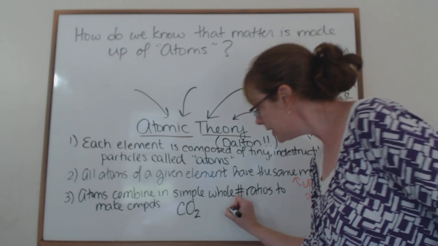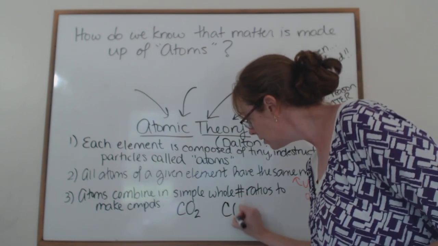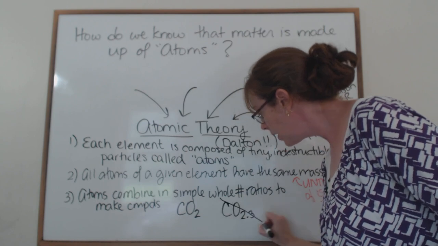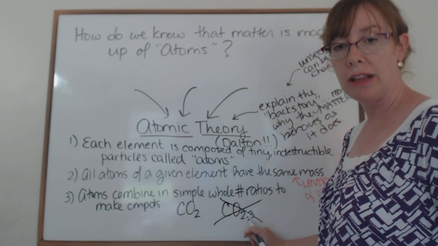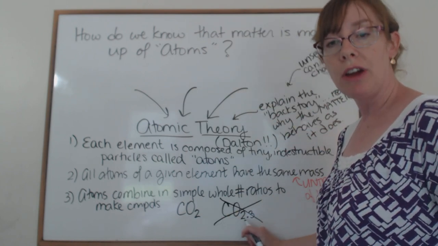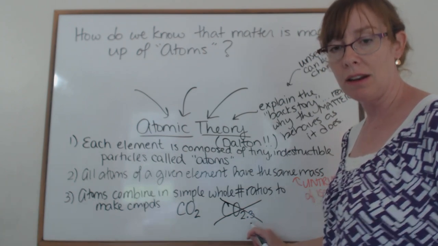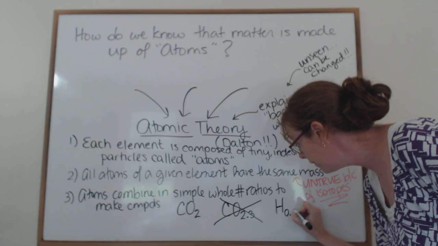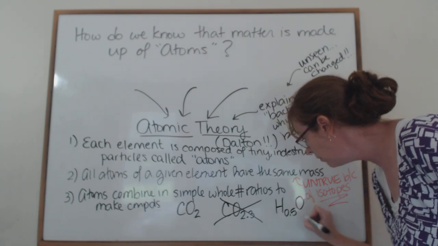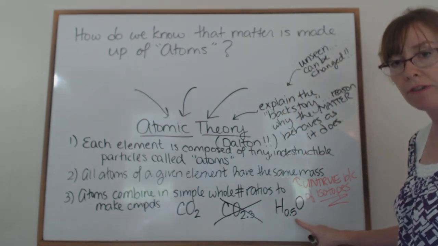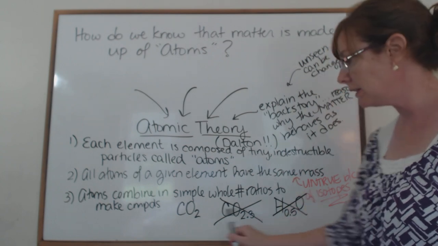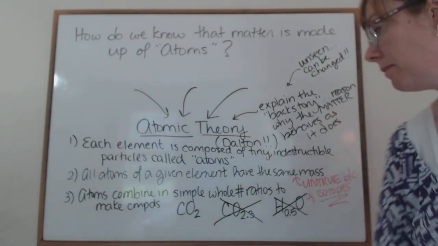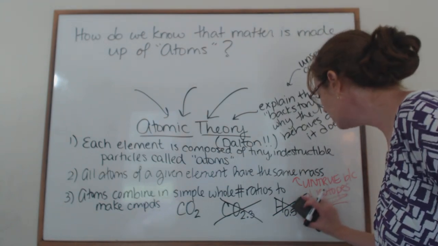What you will never see is something like this. You can never have a fraction, like I just wrote 2.3. You can never have a fraction of an element in a compound. Something like, you know, you can never have H0.5, you know, O, something like that. You can never have a fraction. All of the subscripts have to be whole numbers. And that's what that's trying to say there.